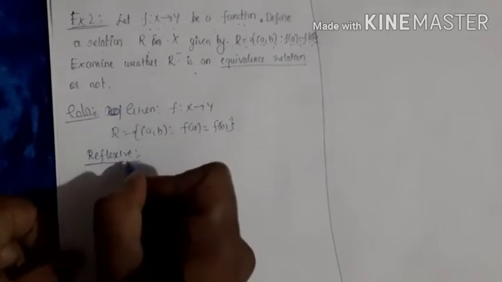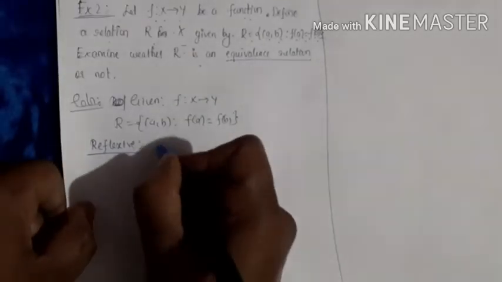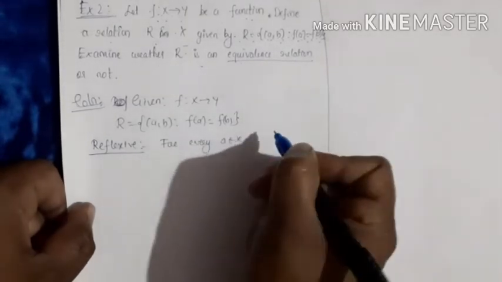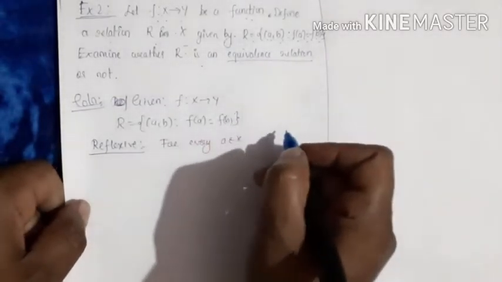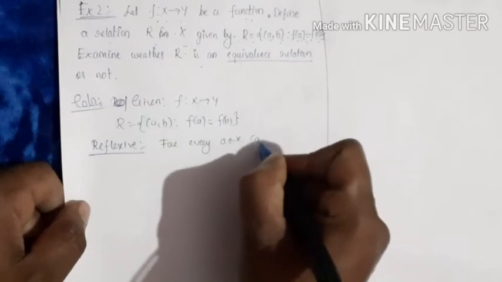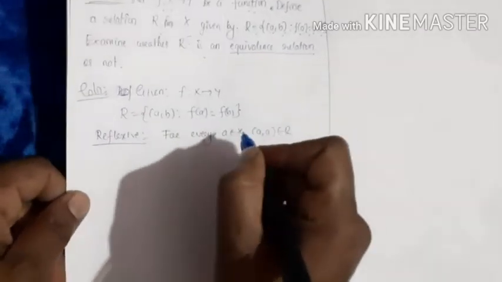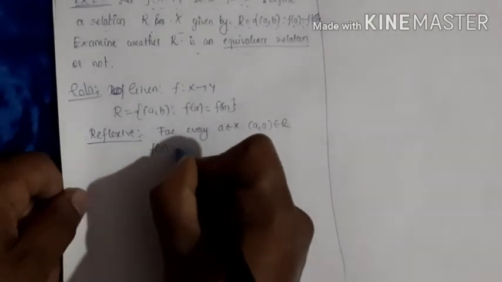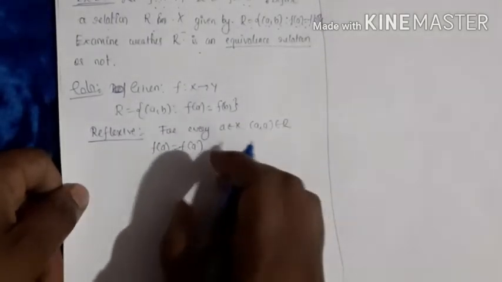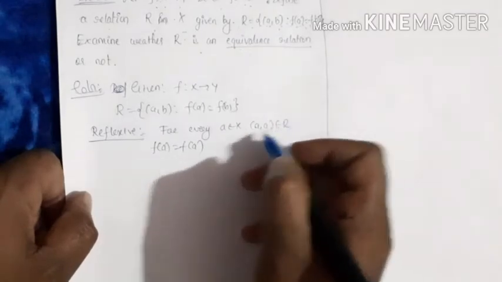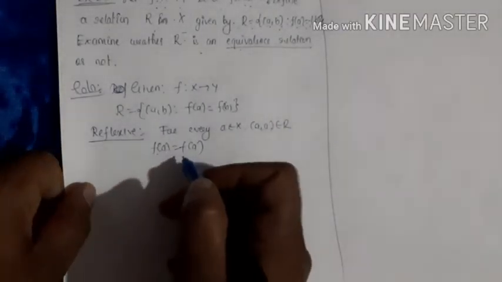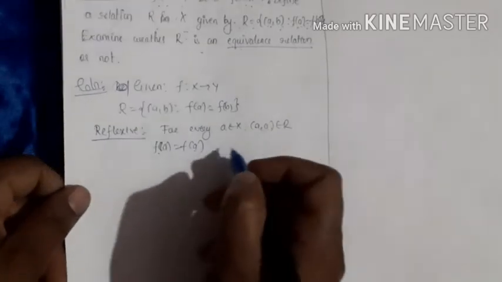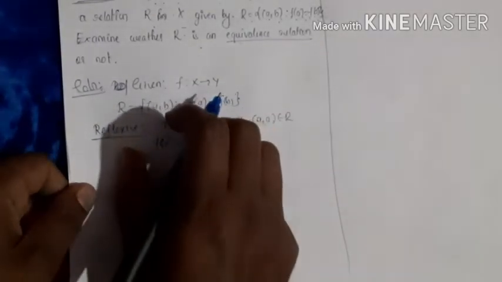Okay, now in order to prove this relation is equivalence, first the reflexive property. Let me check the reflexive property. For every a belongs to X, (a, a) belongs to R, and therefore f(a) equal to obviously f(a). This holds because (a, a) belongs to R. That means the image of this function is always equal to that of itself. Okay, so this is a reflexive relation.